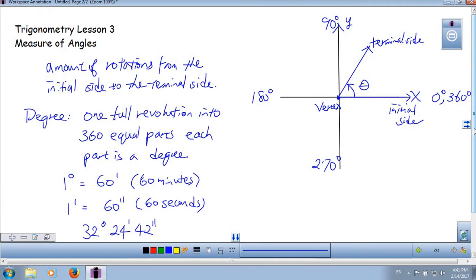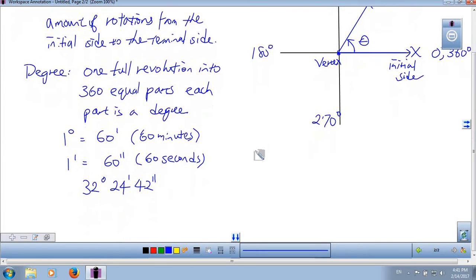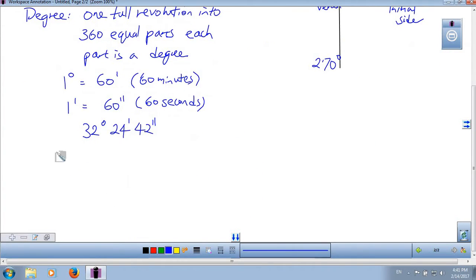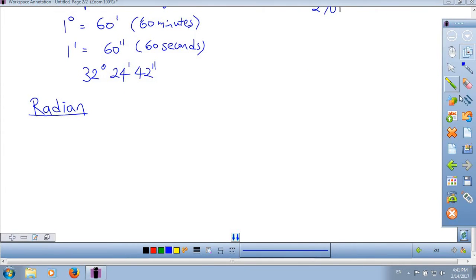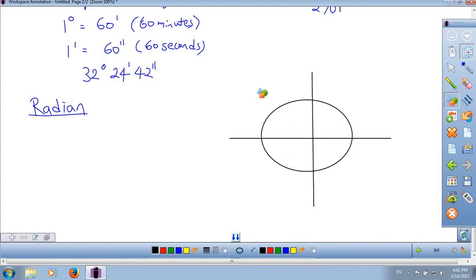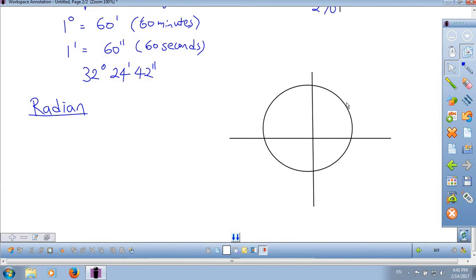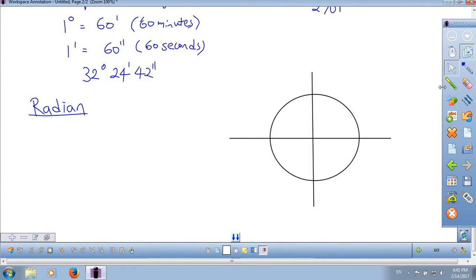All right. But what's another system that we will need to use to measure angles? The other system, which is very common in science and math, is called radian. What exactly is a radian? Let me try to show you what a radian is by looking at the diagram here. We're going to look at the diagram of a circle. Now, the most important things of a circle are the center and the radius. If we know the center and we know the radius, we can define the circle.